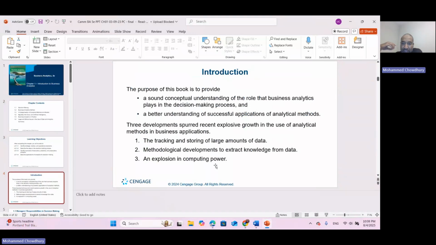So 3 developments spurred the recent explosive growth in the use of analytical methods in business settings. What are those? Number 1, the tracking and storing of large amounts of data. Without data, decision making is very difficult. That is why tracking and storing of large amounts of data is so important. Number 2, methodological development to extract knowledge from those data, and finally number 3, an explosion in computer power.